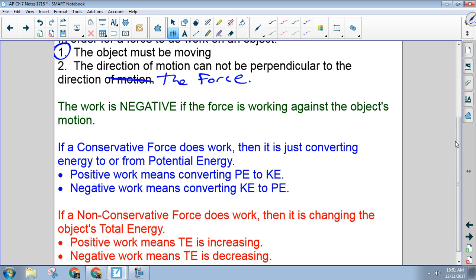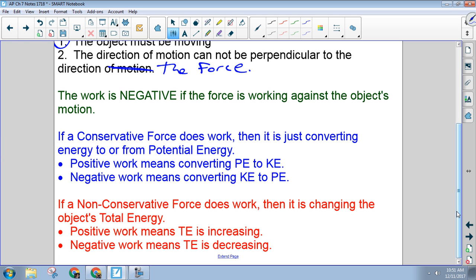So the next thing is this. Your work will always be negative if the force is working against the object's motion. And the work will be positive if the force is working with the object's motion.